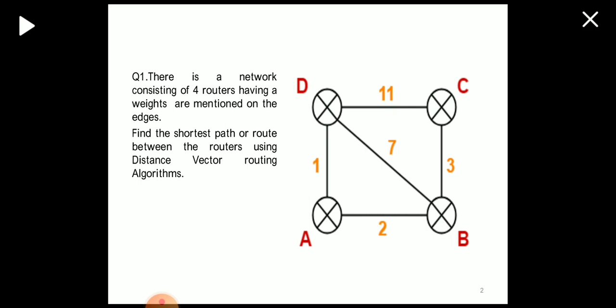Suppose the network topology is given, in which the question asked is that there is a network consisting of 4 routers with weights mentioned on the edges. Find the shortest path or route between the routers using the distance vector routing algorithm. Now we have to find the shortest path between two routers using the distance vector routing algorithm.